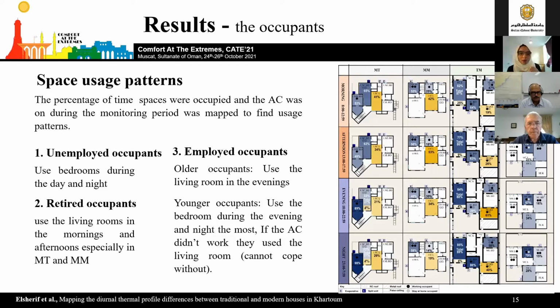Employed occupants, it depended on their age. If they're older, they preferred, after coming home from work or school, to use the living room, while younger ones preferred their bedrooms. And that's mainly because their mode of entertainment is different. The older occupants preferred the TV, while the younger ones depended on their phone and the laptop and the internet. The younger occupants were also more dependent on the air conditioner. If it didn't work in their bedroom, they immediately went to sleep in the living room.